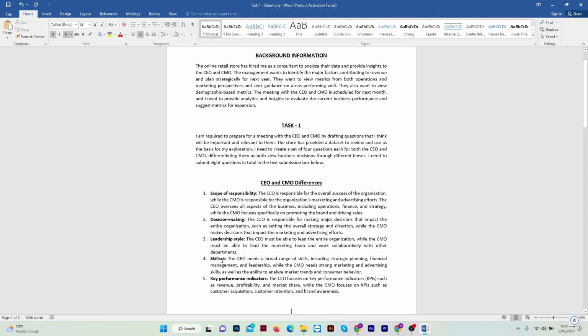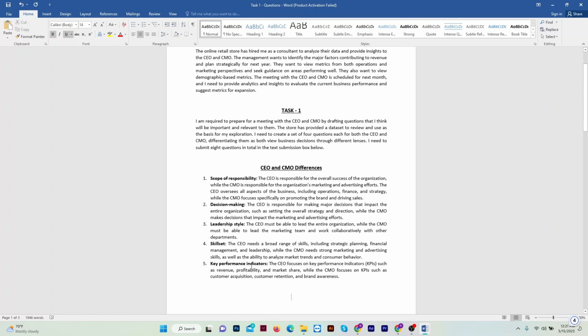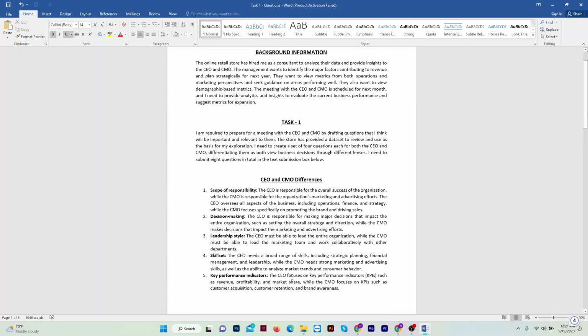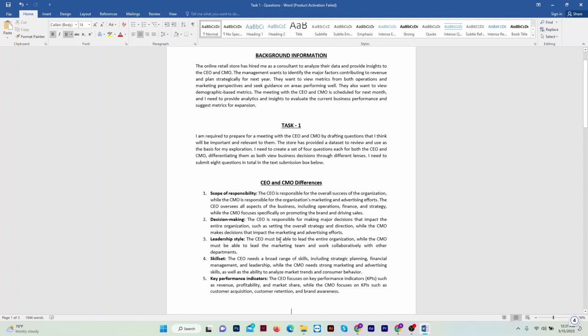The skill sets are also quite different because the CEO, since he's overseeing the whole thing, will need to have a more broad range of skills. But the CMO needs to mostly focus first on the marketing and advertising skills, and then the ability to analyze market trends and consumer behaviors. And the key performance indicators that the CEO focuses on are different as compared to the KPIs that the CMO will focus on. So once you are given the data set, let's go.